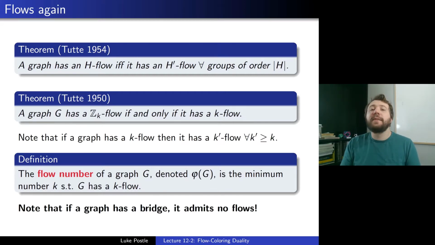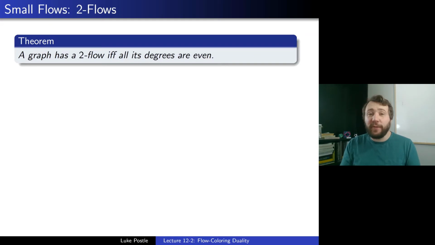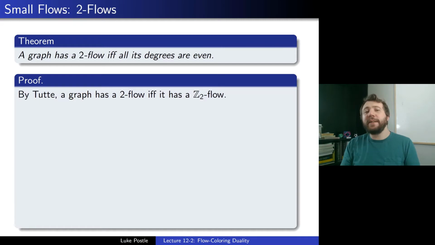All right, so let me go through some small flow values. Let's start with 2 flows. A graph has a 2 flow if and only if all its degrees are even. This is the claim, a theorem. So how do we prove this? Well, by Tutte, by that theorem, a graph has a 2 flow if and only if it has a Z2 flow. And what is a Z2 flow?